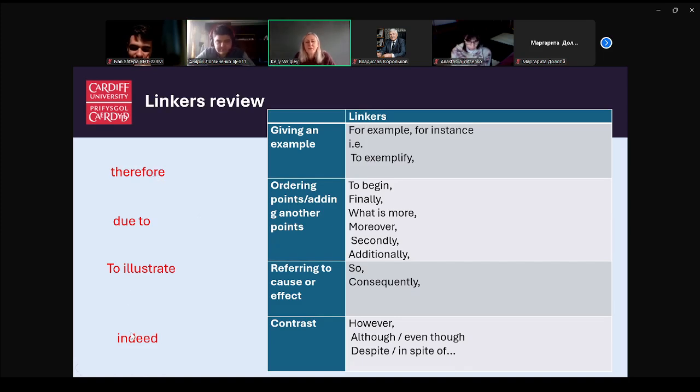I've got 4 down the side. Where would these go? Therefore, where would that be? Would that be giving an example, contrast? Referring to cause or effect? Therefore, it would be, yes, something happens, therefore something else, yes. What else? What about due to? Again, yes, same, due to something. Yes, because something happened, this happened, yes. To illustrate. Giving an example. Yes, very much so.